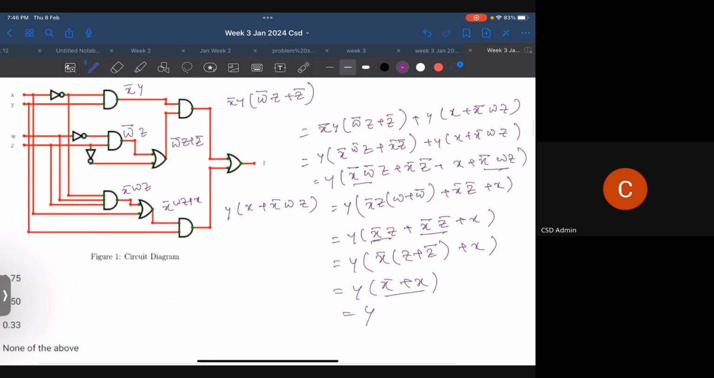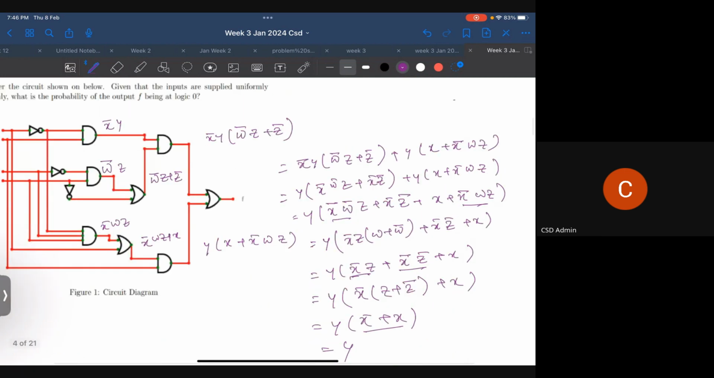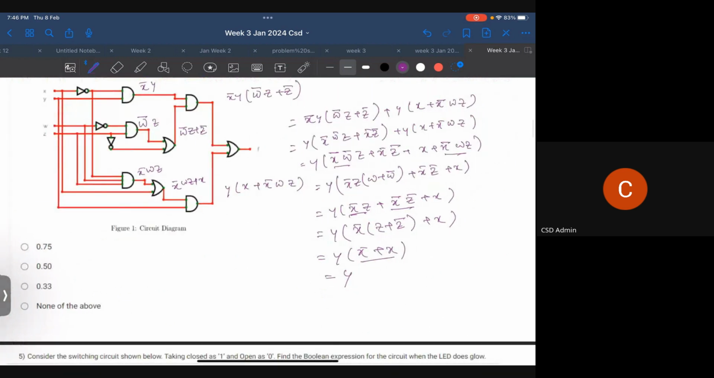So it's y only, right? Now we can think from how many inputs y will be 1. If y is 1, then the output is 0. You can see that y will be 1 eight times out of 16, so the probability will be 8 by 16, which is 0.5.